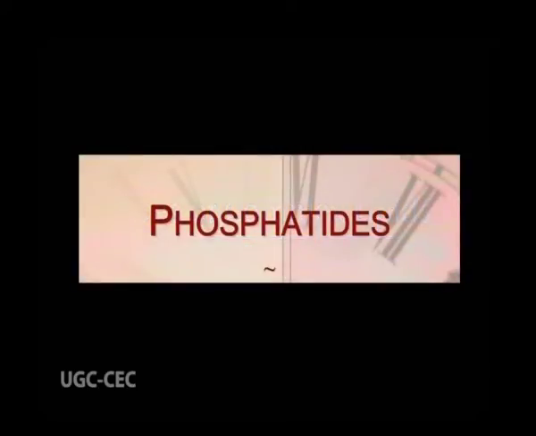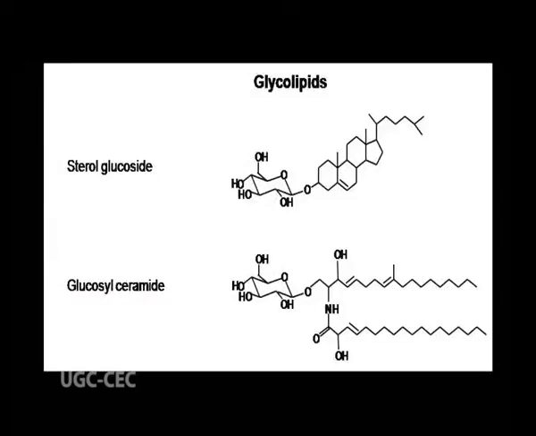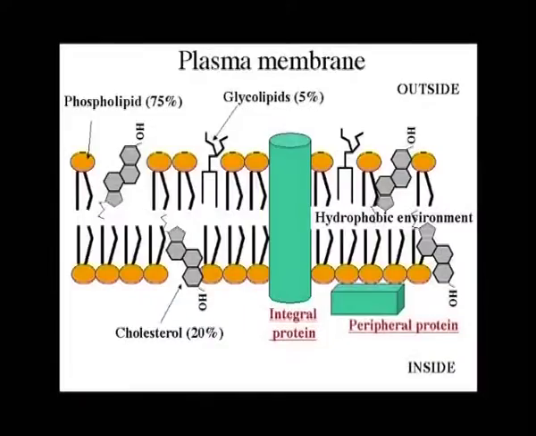Phosphatides and phospholipids are lipids which contain phosphorus and in many cases nitrogen. Examples are lecithin, cephalin and phosphatidylinositol. Glycolipids are lipids which contain carbohydrate residues. Examples are steroyl glycosides, cerebrosides and plant phosphoglycolipids.